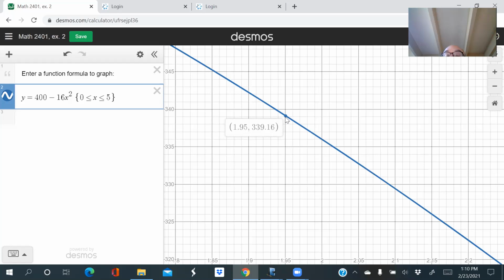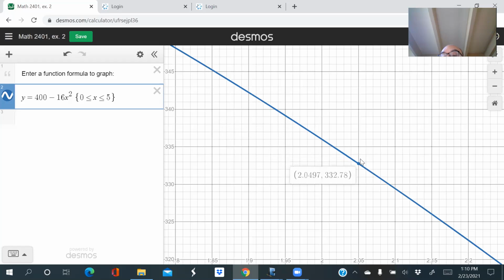So there's one point on this quote unquote straight line, which is really the curve, which is really not a straight line. But here it looks like a straight line because we've zoomed in so much. So write that down, 1.95 and then 339.16. Now let me shift a little bit to the right.